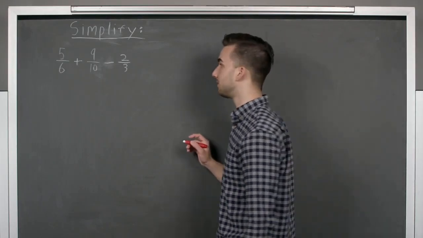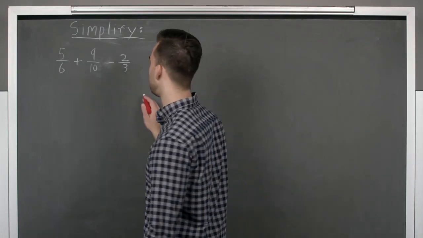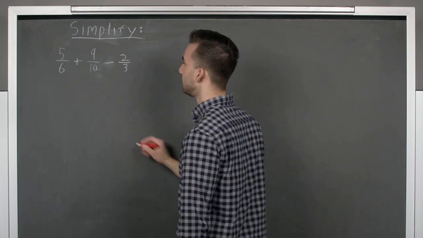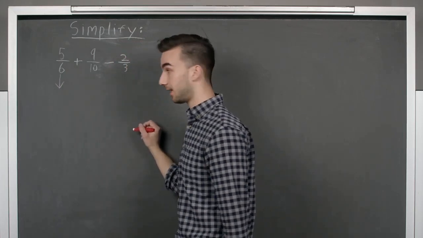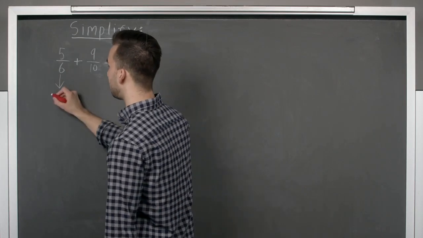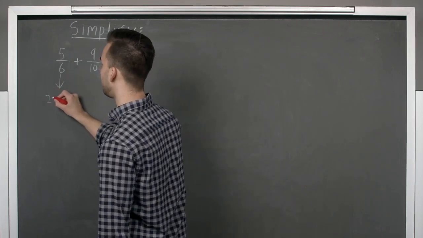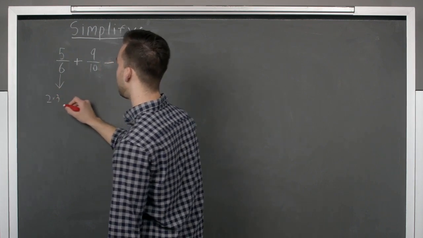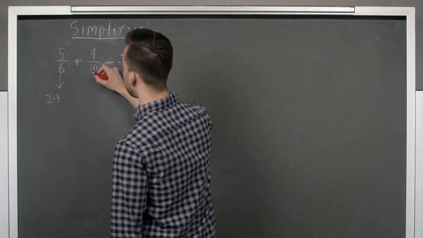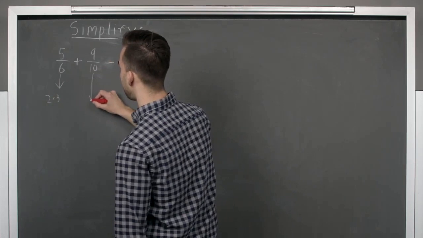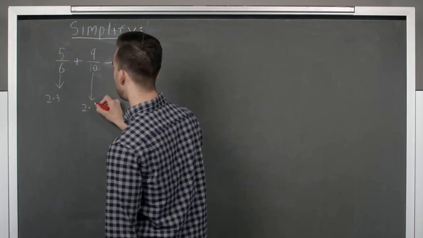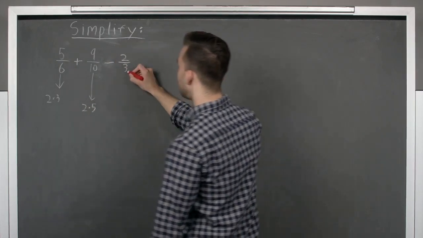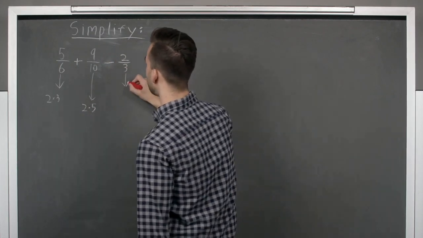First step is to find the least common multiple or least common denominator. So let's go ahead and do that. We have 6 here. Let's break it into prime numbers. 6 divided by 2 is 3. So 2 times 3 are factors of that. 10, we can divide by 2. That gives us 2 times 5. And then here, 3 is just 3.